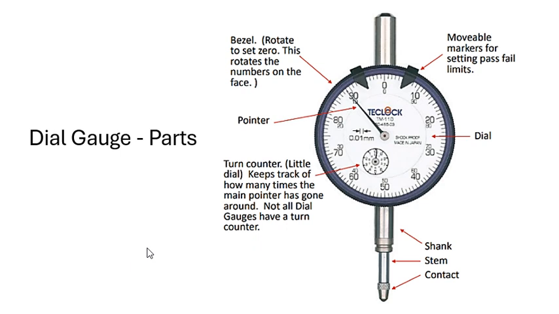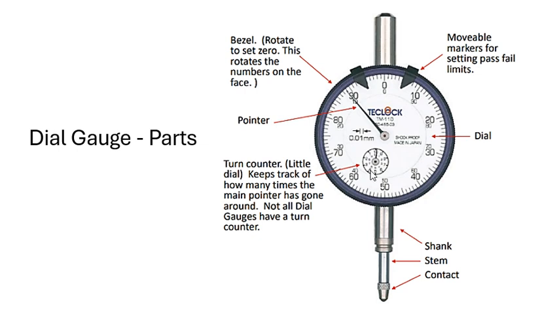Alright, then we'll get into the parts of the dial gauge. Let's start from the bottom. Here this is called the contact, here is the stem, and here is your shank. And this entire round thing where your scales are inside is called the dial. And of course you have a turns counter, this little dial right here. It's going to keep track of how many times the main pointer has gone around, traveling 0 and then back to 0, another back to 0.